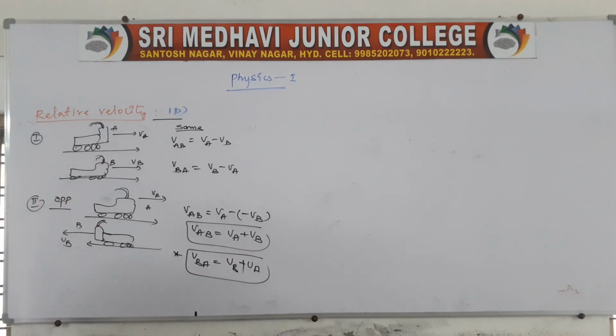So like this, relative velocity of A with respect to B is one, and B with respect to A is the other. These questions are related to relative velocity in one dimension. We also have relative velocity in two dimensions in the next chapter, motion in a plane. Suppose you go through this.